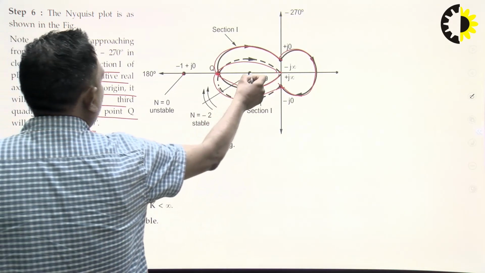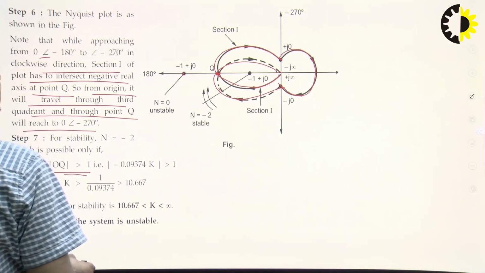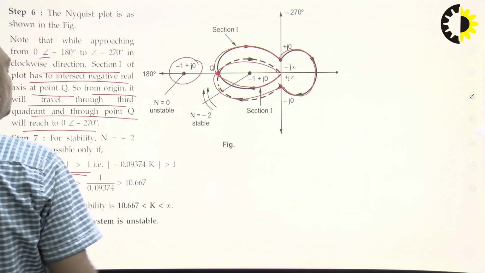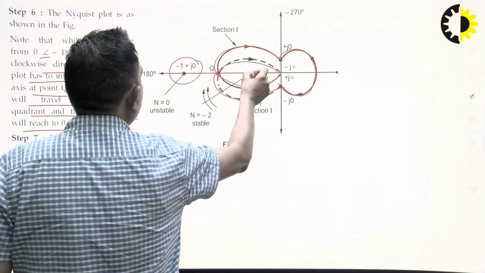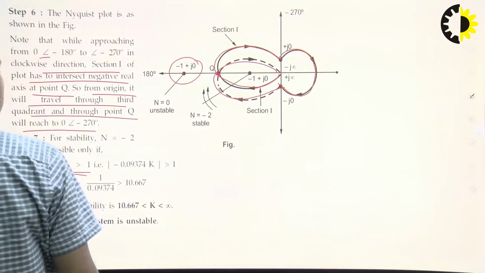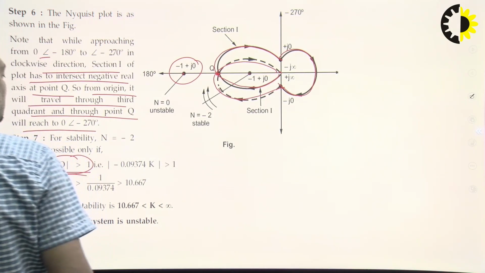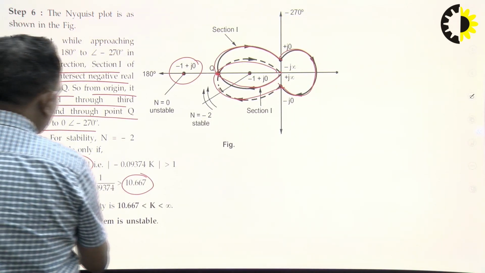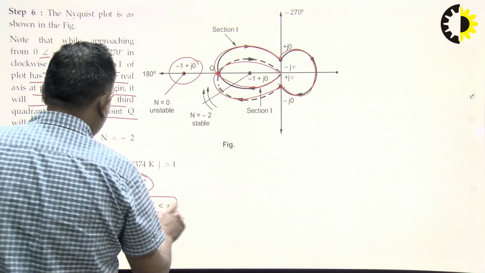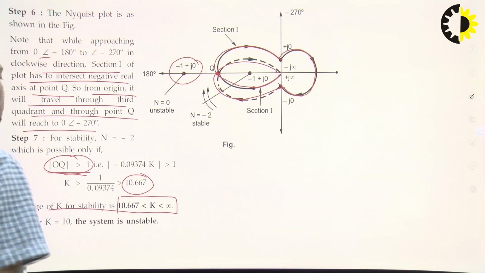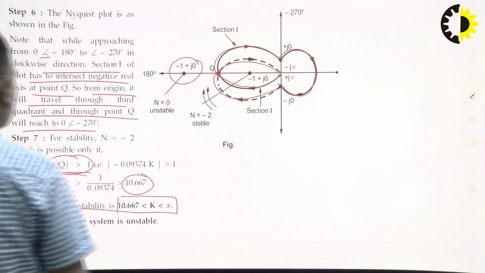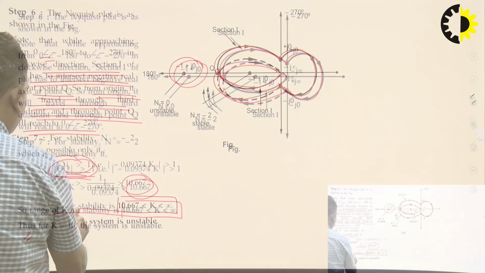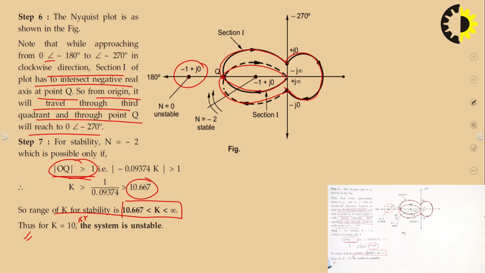If N equals minus 2, then if this point lies here, your system will become unstable, because the condition is N equals minus 2. So if it is stable, then it should be lying over here. In that case, mod of OQ should be greater than 1, or K should be greater than 10.667. So the range of K for stability is 10.667 less than K less than infinity. Thus for K greater than 10.667, the system is unstable.